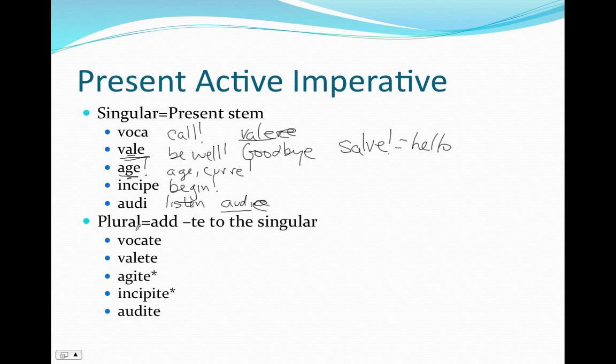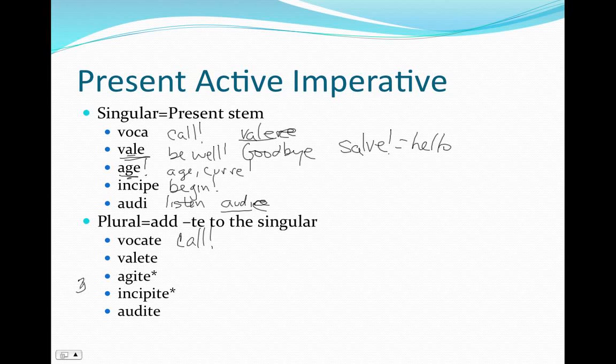To make it plural, we're just going to add a te to the singular. So vocā becomes vocāte. And again, we're going to just translate this with the simple verb, call. We don't, again, use the pronouns when we're giving imperatives, when we're giving commands. Valēte, be well. Goodbye to the lot of you.